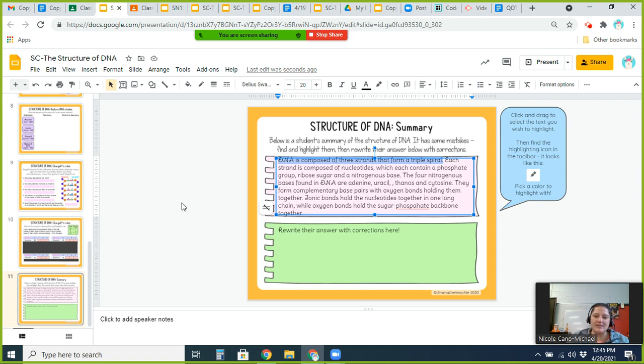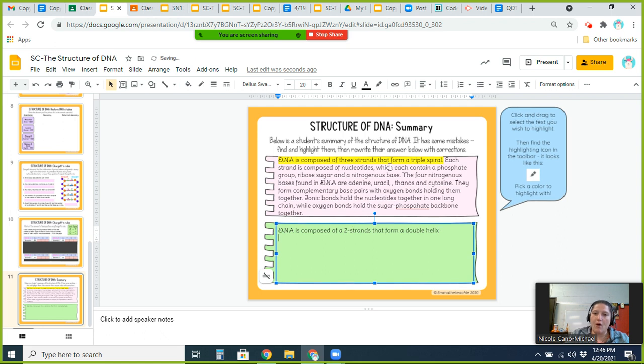So let's take a look at this first one. It says DNA is composed of 3 strands that form a triple spiral. So that is wrong. The first thing I would do is I would highlight it. The second thing I'm going to do is down here, I am going to rewrite the correct way of doing it. So I would say DNA is composed of 2 strands that form a double helix. That is my first sentence.